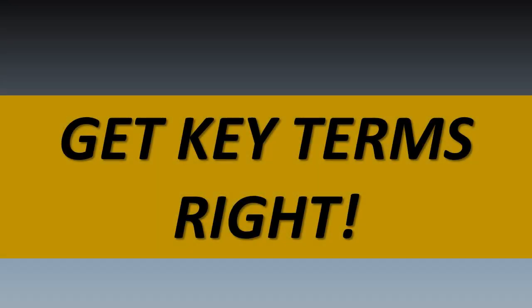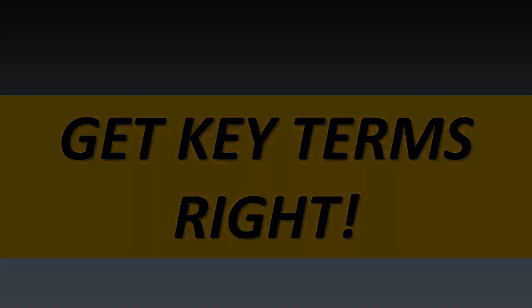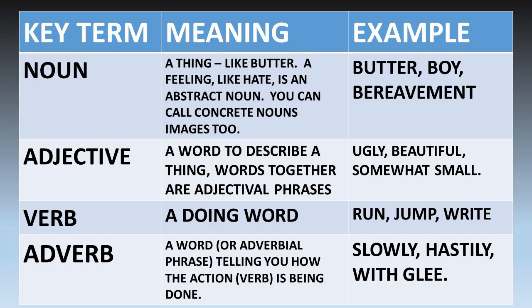First thing I'm going to tell you today is to get key terms right. Here are some examples of key terms. So a noun is a thing like butter. A feeling like hate is an abstract noun. You can call concrete nouns things that we might have to imagine, images as well. And that is the same case when you're analysing poetry or writing for literature. Here are some examples: butter, boy and bereavement, with bereavement there being an abstract noun.